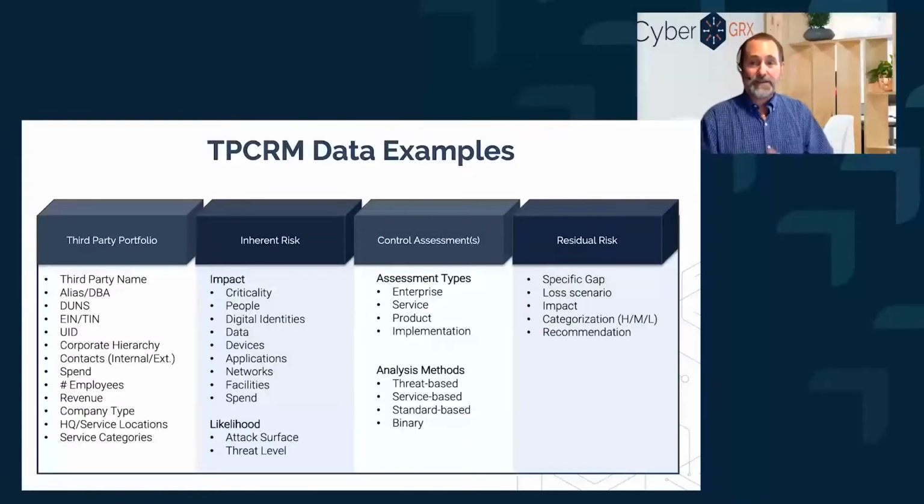Going back to some of those data examples, the portfolio, the third-party portfolio, this is data that you can receive from public or subscription services to understand the procurement due diligence of an organization. Like I said, it's the greatest dissemination of information, but has the lowest value of data. So it's your name, how they work, how they spend, the number of employees, the company type they are, really kind of public type information. But that does help you set the stage for the inherent risk.